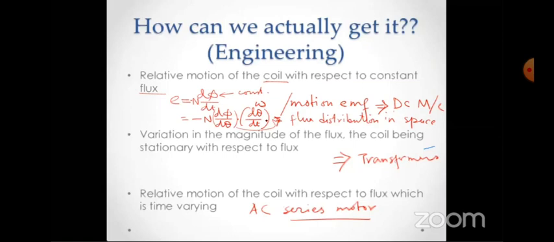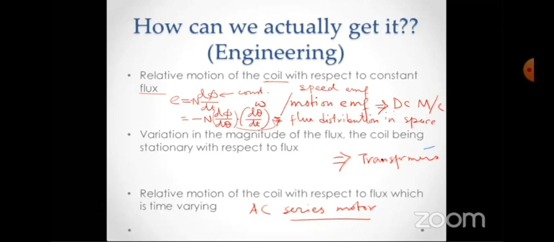By this principle, the voltage we get is called the motion EMF, or sometimes the speed EMF. The second option is very much valid for the transformer, where the flux is itself time varying, and that type of EMF is called the transformer EMF. So there can be two ways by which we can implement Faraday's law in our engineering to get the induced voltage.